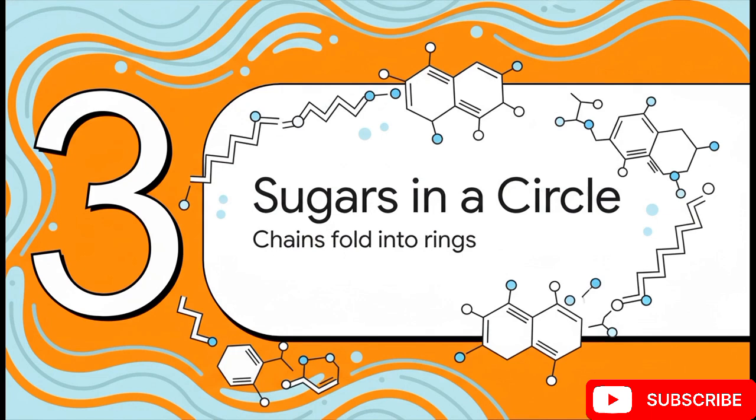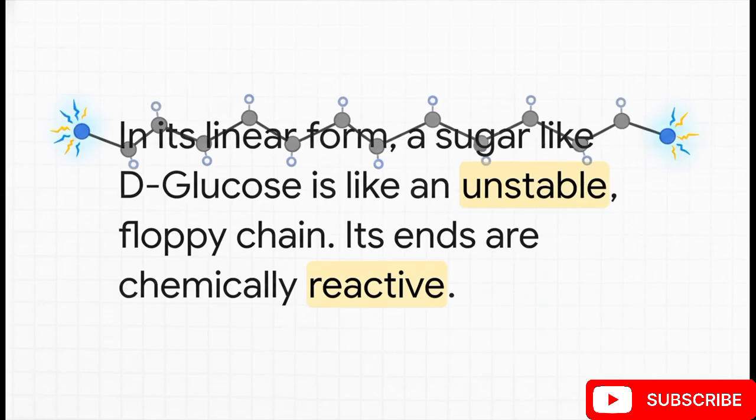All right, next up, you might be picturing these sugars as just straight floppy chains. But the thing is, inside a cell, which is mostly water, they almost never stay that way. They actually prefer to fold up into a much more stable and compact shape. So here's our D-glucose molecule again, all stretched out in its linear form. It's a little bit wobbly and unstable like this. Its ends are chemically reactive and just kind of hanging out there.